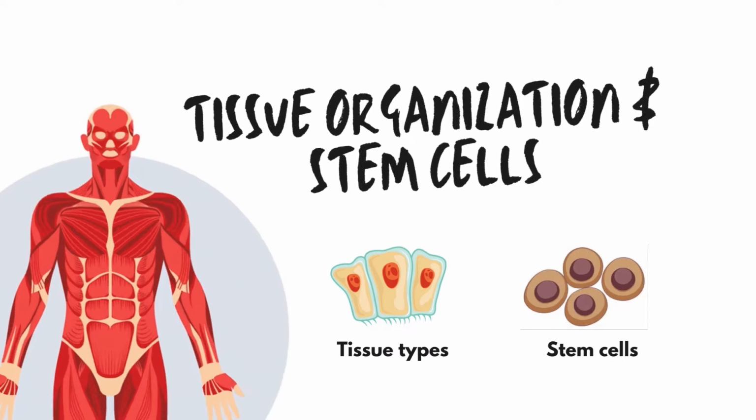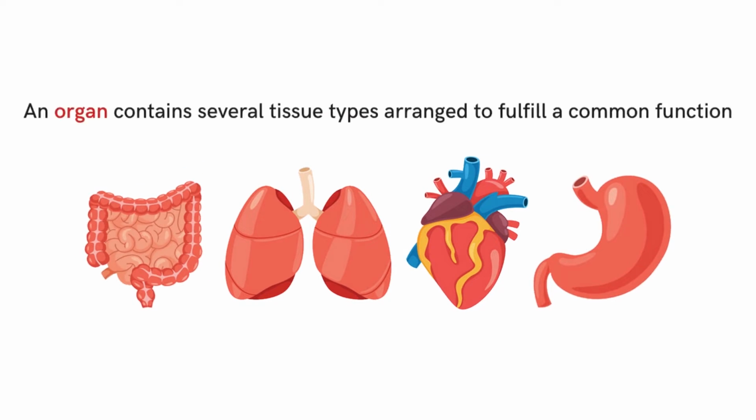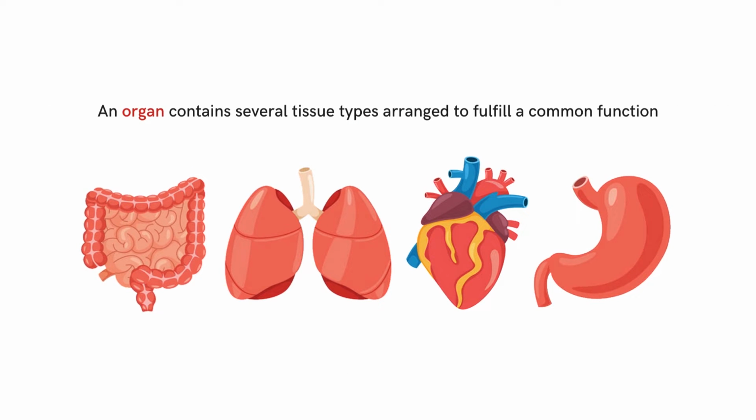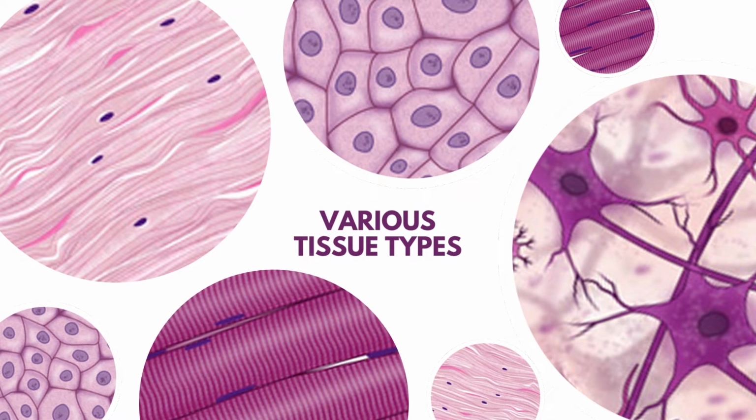The organs of the body are mostly composed of more than one tissue layer. A tissue is a set of cell types formed from a particular type of progenitor cell or stem cell. An organ or body part normally contains several tissue types arranged to fulfill a common function, and these are usually derived from more than one embryonic origin. Traditional histology distinguishes various types of tissue.